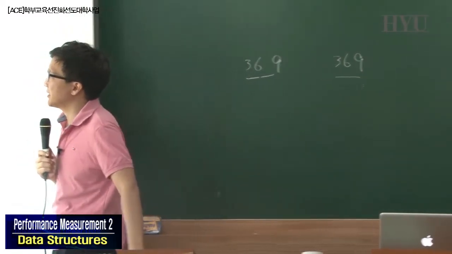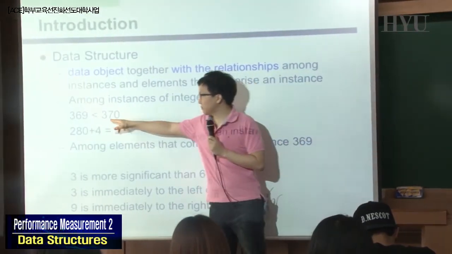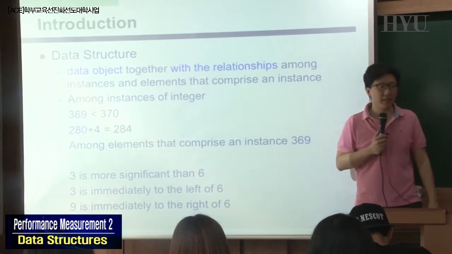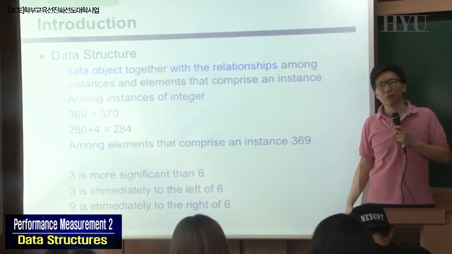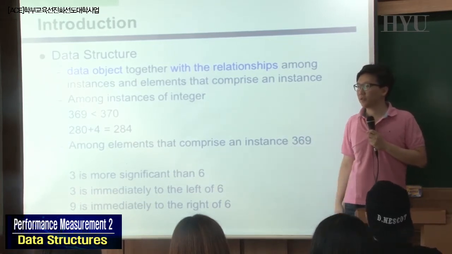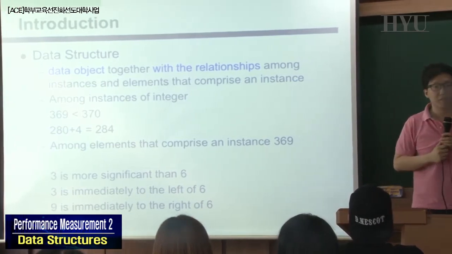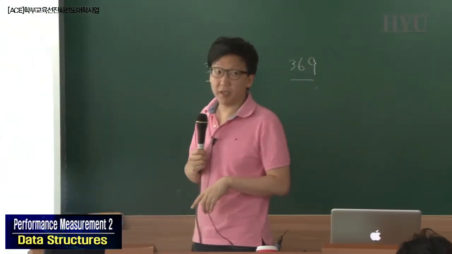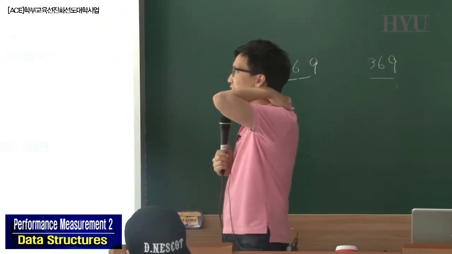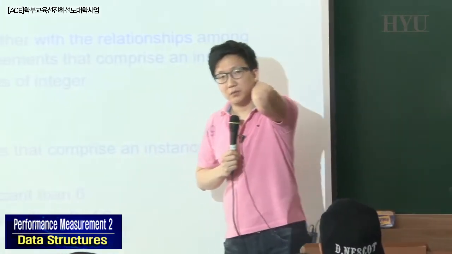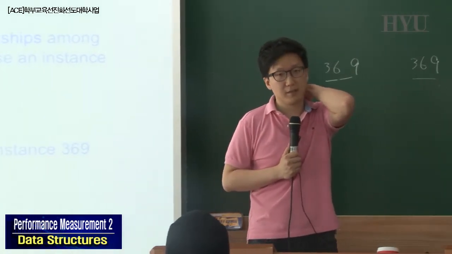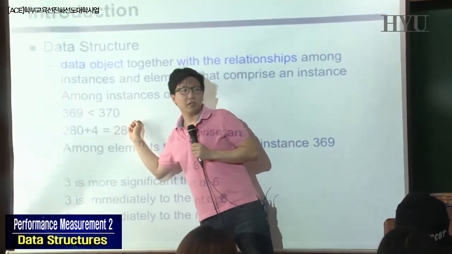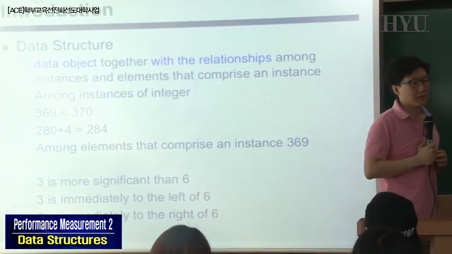Among instances of integers, 369 is less than 370. Is this inequality possible if we interpret them as characters? Looking at 369 only as characters, can you say it is less than 370? No, right? We can state those relationships because we treat them as integers, numbers, as well as addition and equality. This relationship is possible because we treat them as numbers. But in C programming, what if I start putting quotation marks here and here? Then we'll be treating them as a sequence of characters. It doesn't mean numbers anymore.